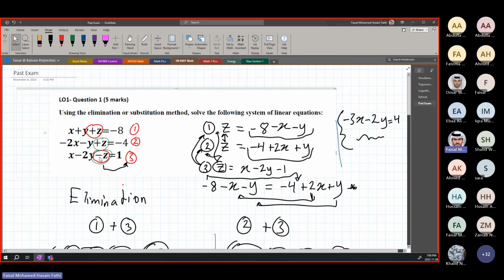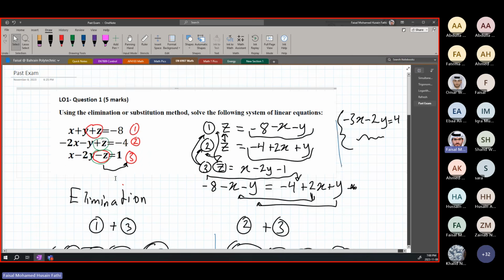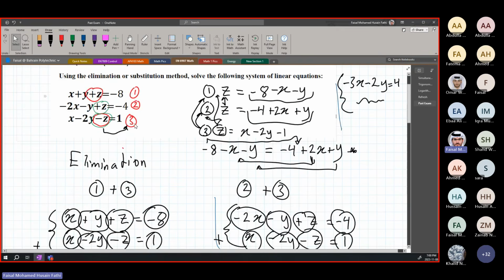Why? Because here the minus z and the z will cancel out, and here also with 2 and 3, the z and the minus z will directly cancel out. So to save your time, and at the same time not get confused in the calculation, you can directly just choose the easier ones to do it. But there is nothing wrong. If you chose 1 and 2, for example, or 1 and 3, it works.